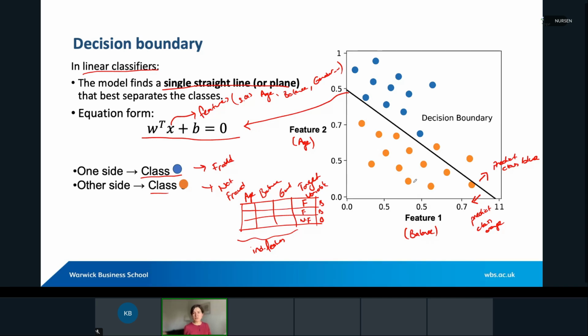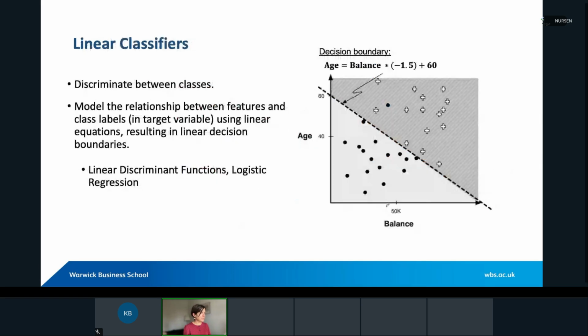But the main difference is that decision trees use individual features, like we check balance greater than 50, less than or equal to 50, or then we check age less than 45, greater than or equal to 45. On the other hand, in general linear classifiers, we consider the combination of the features, age and balance. So let's look at this in more detail.